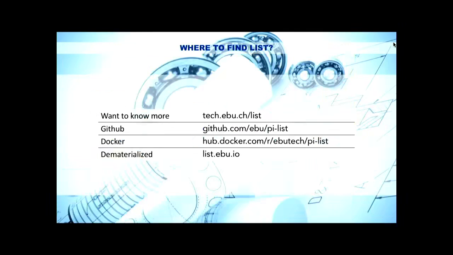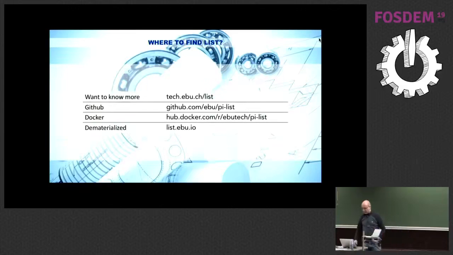If you want to know more, there's a URL, tech.ebu.ch/list. Of course, there's the GitHub. And for real broadcasters that are not into CMake and all the things with the code, we do have a Docker container as well. And if you don't dare to do that, we just have listebu.io, which is the virtualized version of our tool.